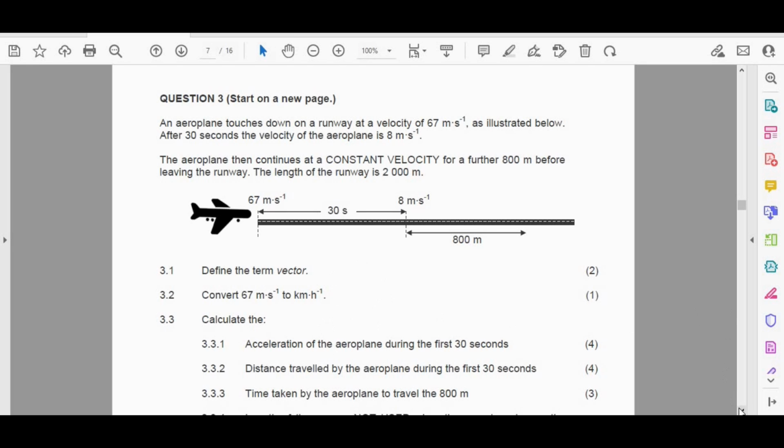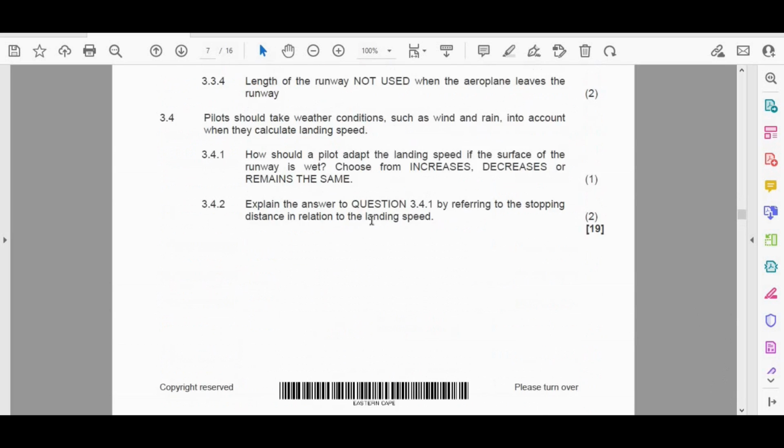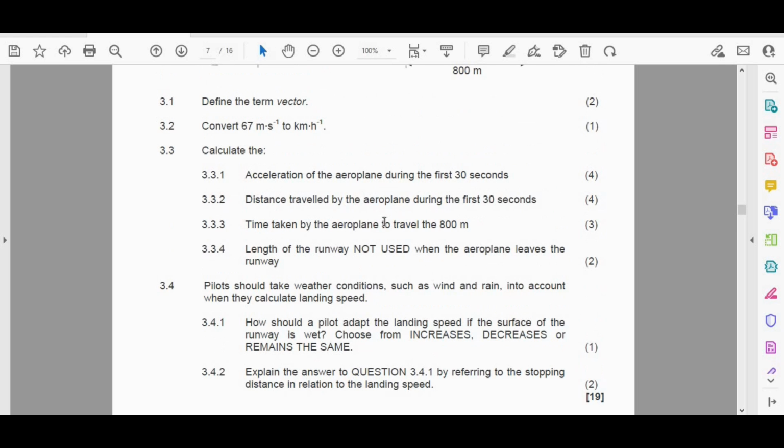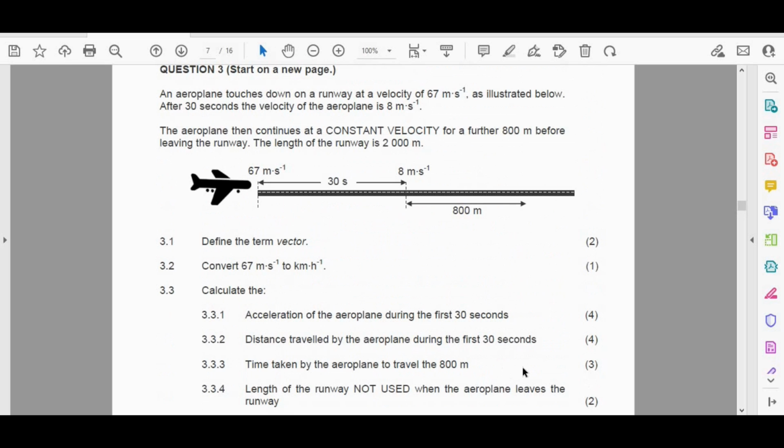Okay, now 3.3 starts to get a little juicy. Let's just leave this little piece up here. I think 3.3.4 is the last question.